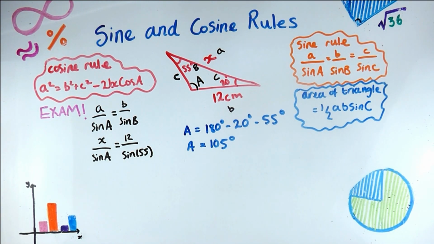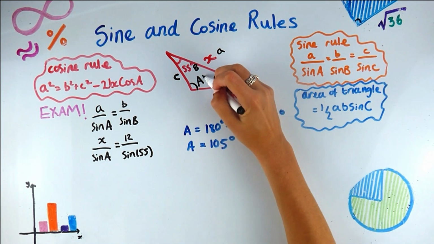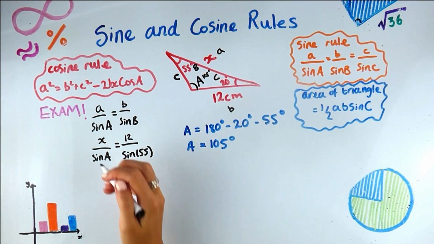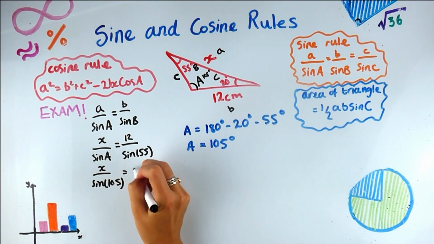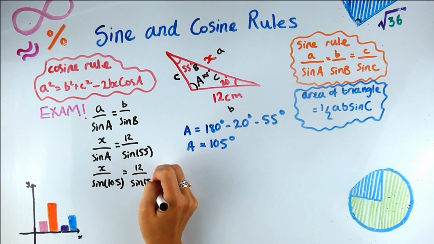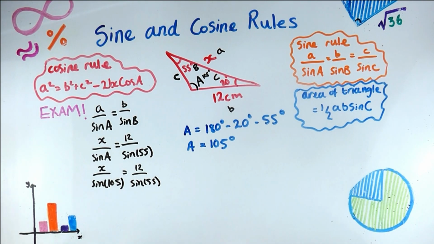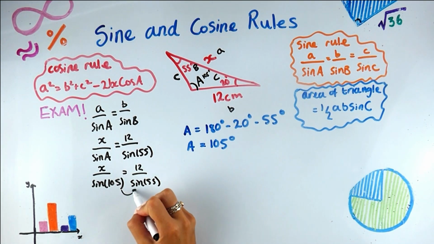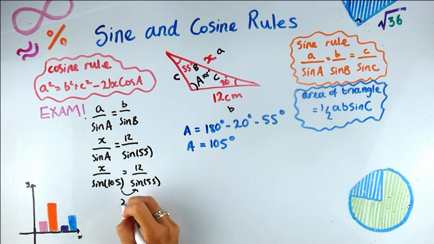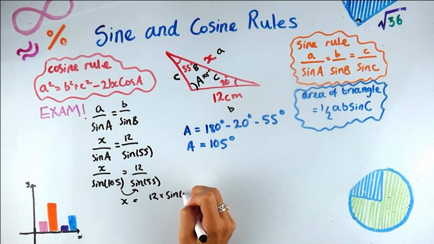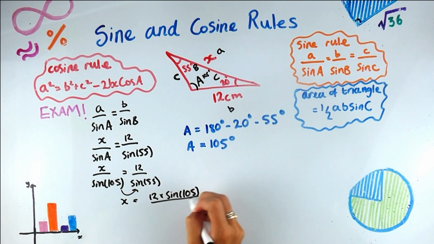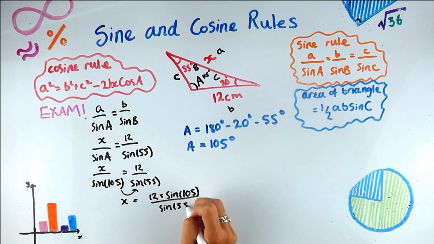Now I've found A to be 105 degrees, which I'm just going to write that. I can substitute that in. And then we've got all the information we need, we just need to rearrange and solve. So I want x on its own, this is annoying me, I want to bring that on this side, so I multiply x, let's divide on that side. So 12 multiplied by sine 105 divided by sine 55.